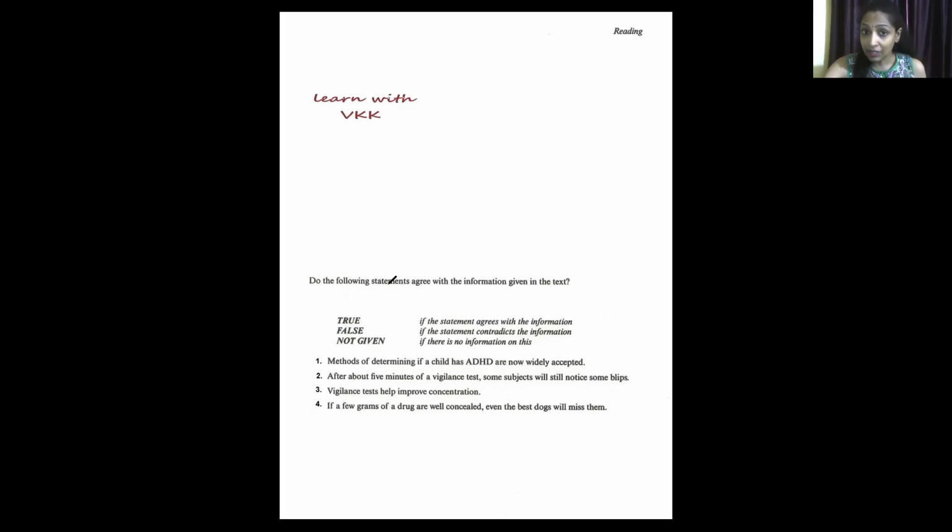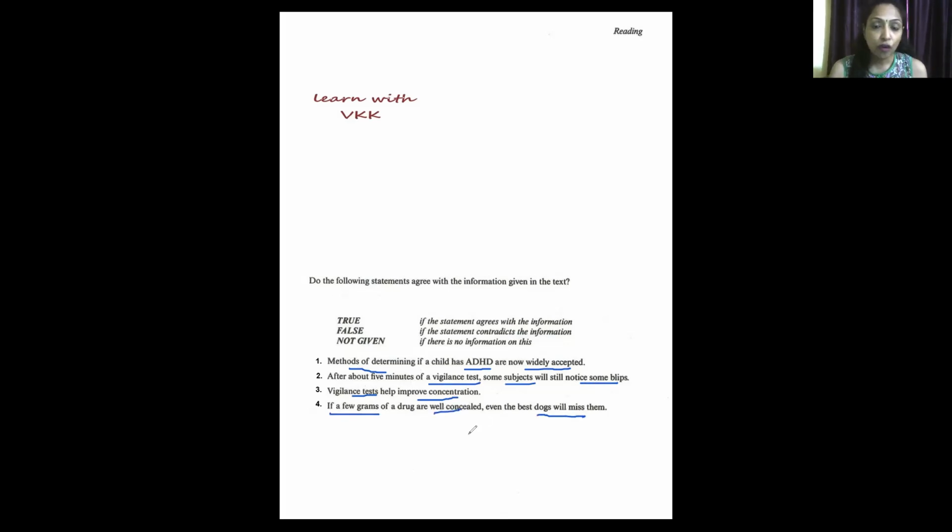I'm looking at question number 1, which says methods of determining if a child has ADHD are now widely accepted. I'm reading all the 4 together. After about 5 minutes of a vigilance test, some subjects will notice some blips. Vigilance tests help improve concentration. If a few grams of drugs are well concealed, even the best dogs will miss them.